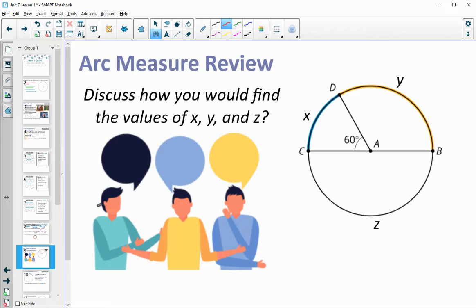All right, then let's take a look at this diagram and talk about, if you're doing this at home by yourself, how would you find the values of x, y, and z? We don't necessarily need to find them, but how would you?